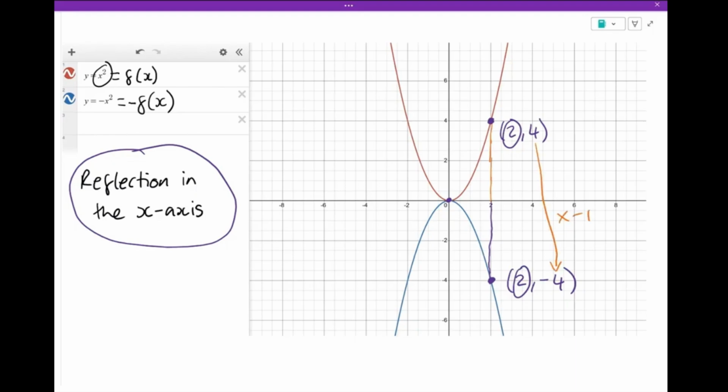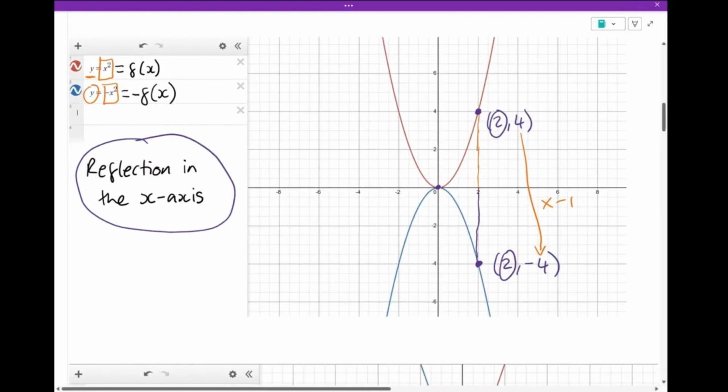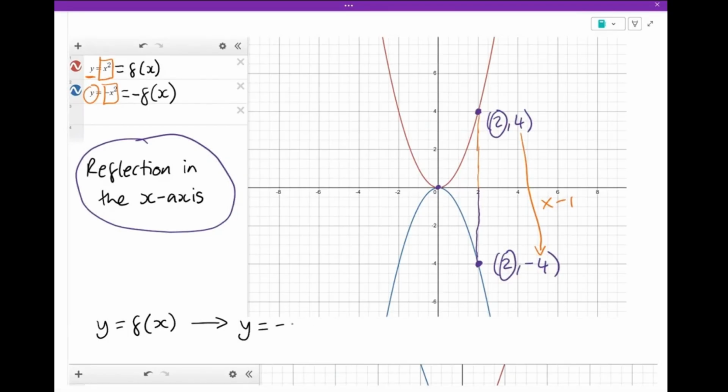Which makes sense if you look at the equations, because if we're starting with y being equal to x squared, and if we're multiplying x squared by -1, then essentially the y-coordinate is being multiplied by -1. So let's write out my generalization. Okay, if we have y equals f of x, and it goes to y equals negative f of x, so we take f of x and multiply by -1, then we have ourselves a reflection in the x-axis.